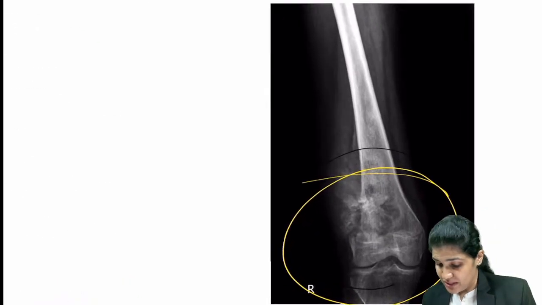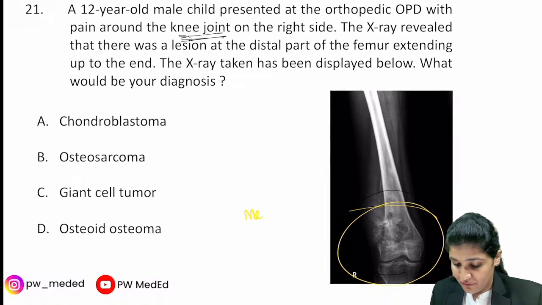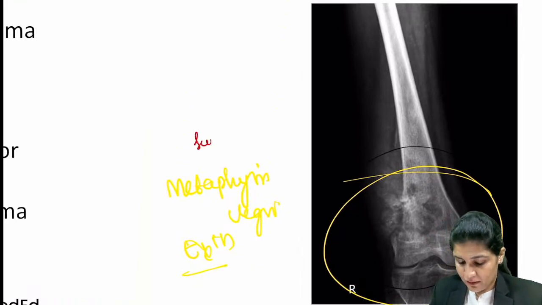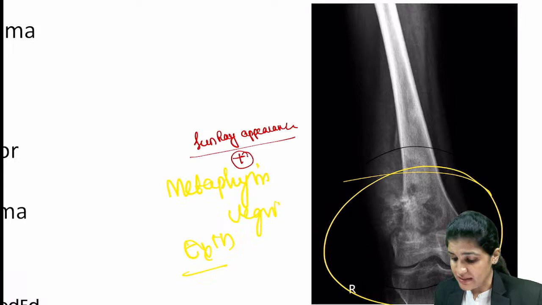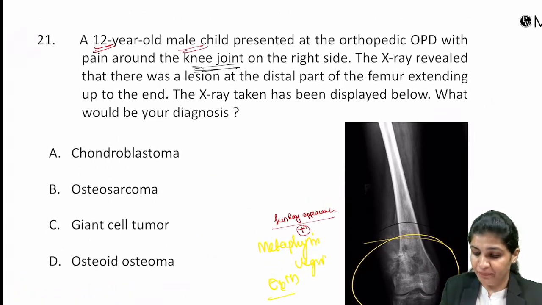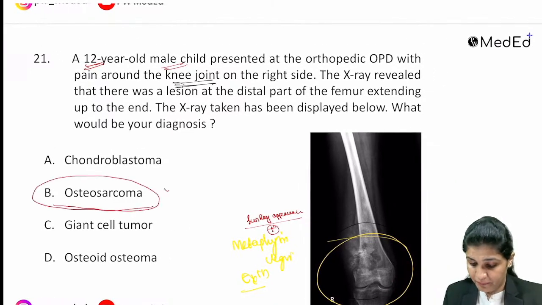So here if you just see this lesion, whatever is there, it is mainly near the metaphysis region. So the metaphysis region, and you can see there are some extensions. So this is called the sun ray appearance, the sun ray appearance with the metaphyseal region, right? And the age is 12 years old, a male child. So mainly it should be your osteosarcoma, right?